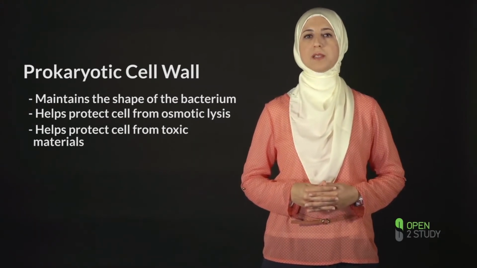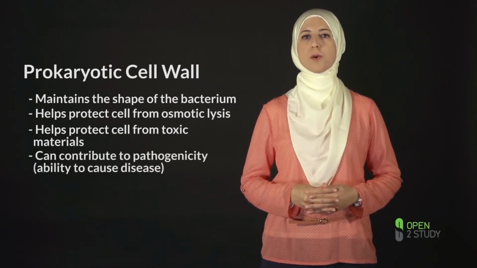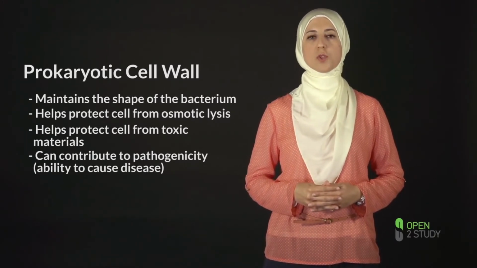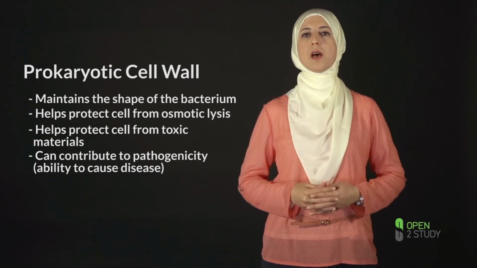And in pathogenic bacteria, these are bacteria that cause diseases, it can contribute to pathogenicity, which means the ability of the bacteria to cause diseases. The bacteria are divided into two major groups based on a stain developed by Christian Gram. Gram-positive bacteria stain purple, whereas Gram-negative bacteria stain pink to red. This is due to structural differences of the cell wall of these groups.